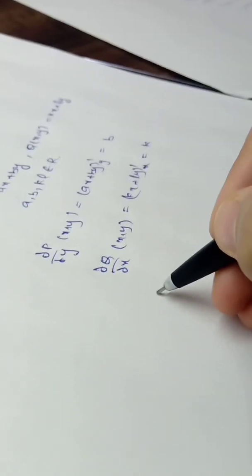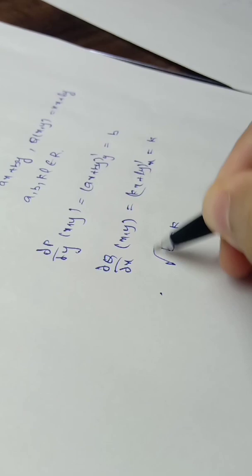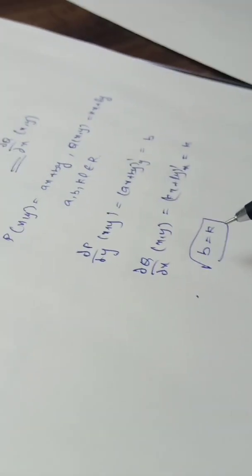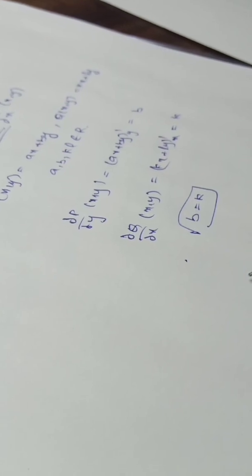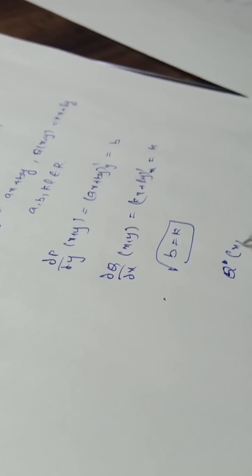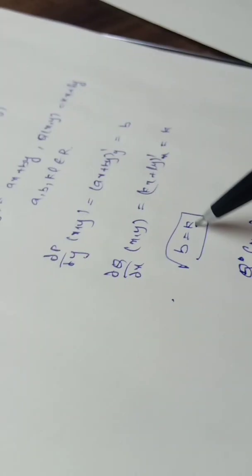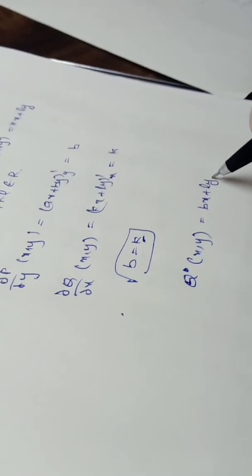So this equation is exact when b = k. Now Q(x, y), in terms of k, we write b, so Q = bx + ly.